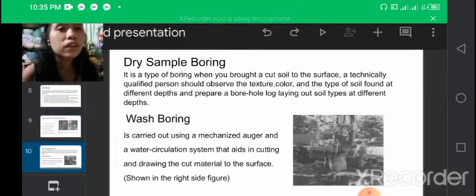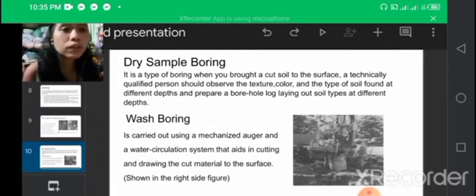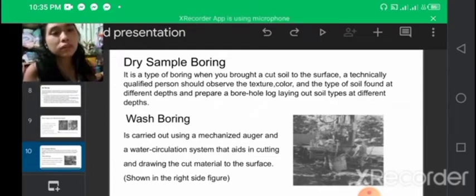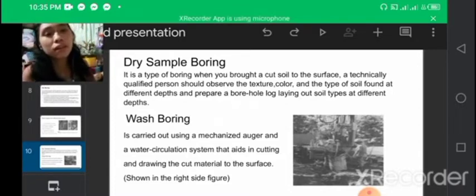Next one is the dry sample boring. It is a type of boring where you bring cut soil up to the surface. A technically qualified person should observe the texture, color, and the type of soil found at the different depths and prepare a borehole log laying out soil types at different depths.